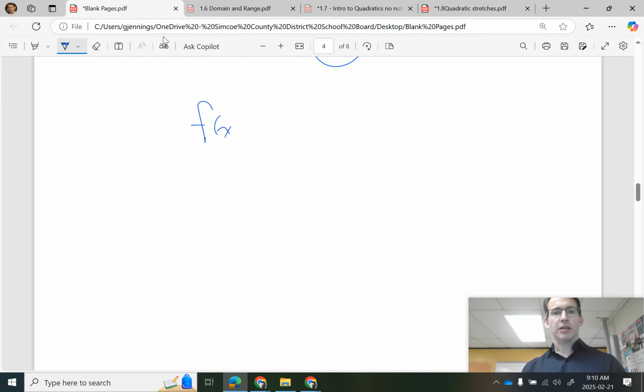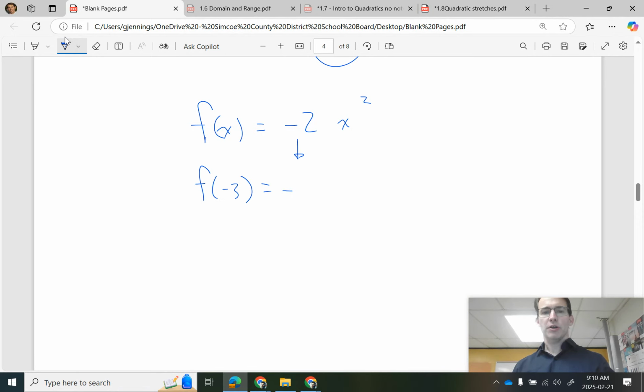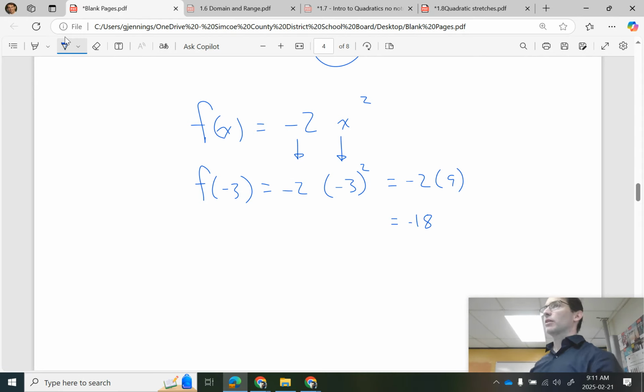So f of x is this function, negative 2x squared, right? I'm not sure why I wrote brackets there, but they don't change anything. I could keep the brackets. Now if I put in f at negative 3, I'm going to keep this negative 2. I'm going to have negative 3 in brackets, because I always substitute into brackets, and then I keep that squared. Now I square the bracket, which is negative 3 times negative 3, positive 9. So negative 2 times positive 9 gives us 18, but negative. So that's how that one goes.